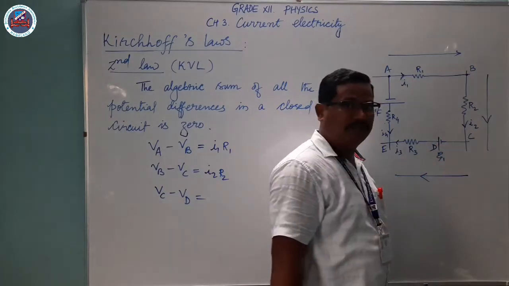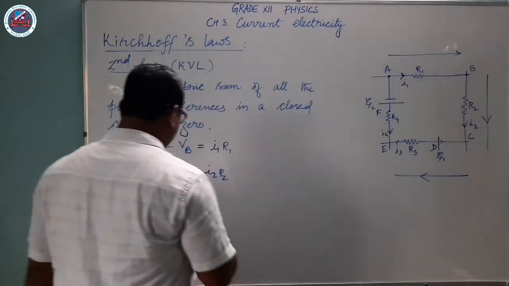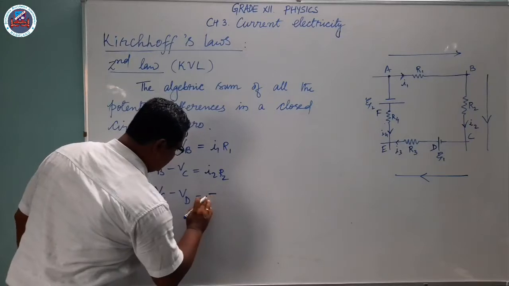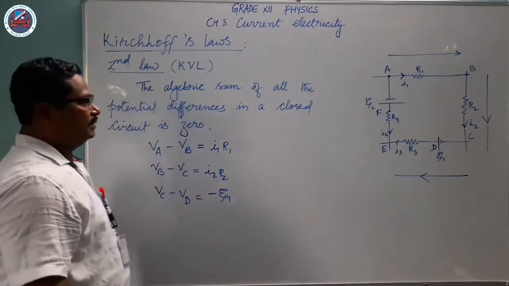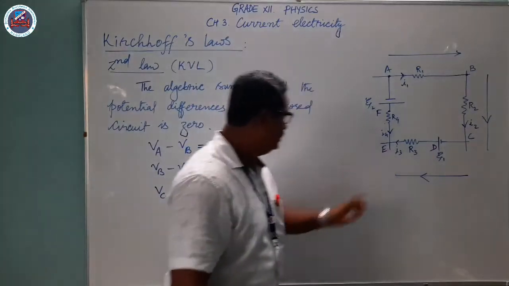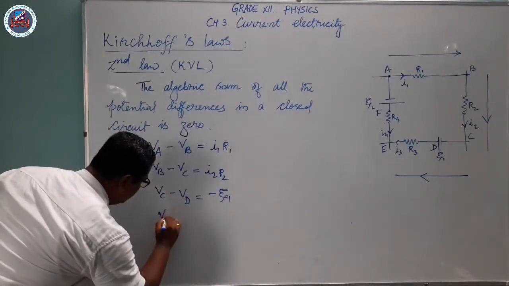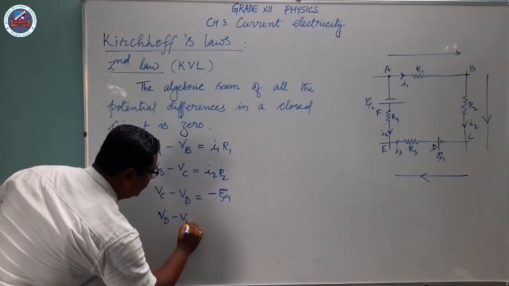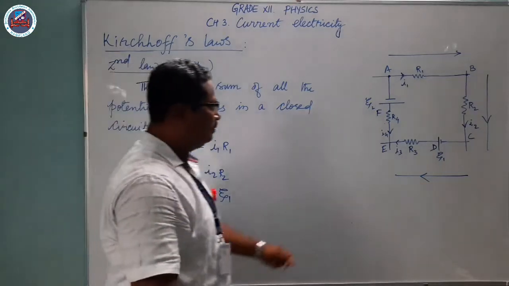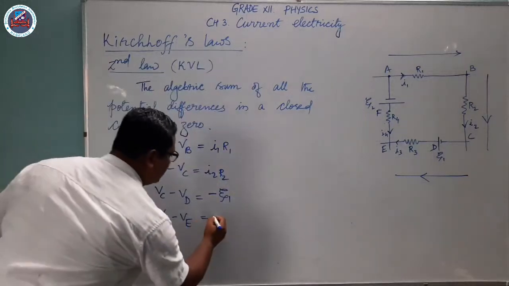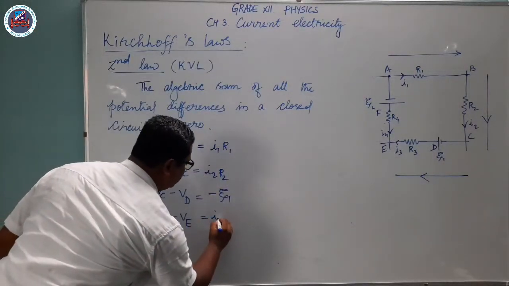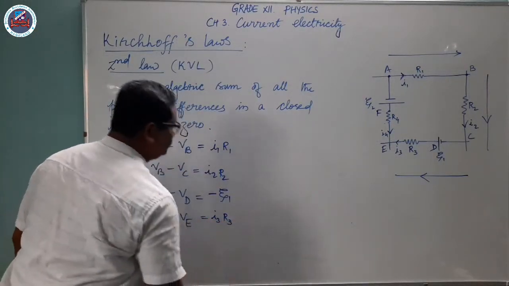So there will be a potential drop. Potential drop, we will write it as minus epsilon 1. Then from D to E, when I take VD minus VE, again we have current and resistance in the same direction, so it will be positive, plus I3 R3.